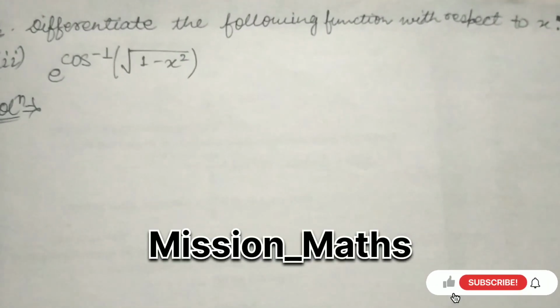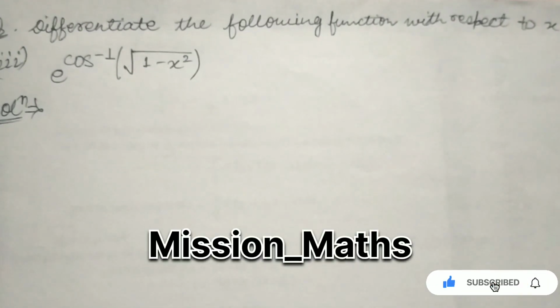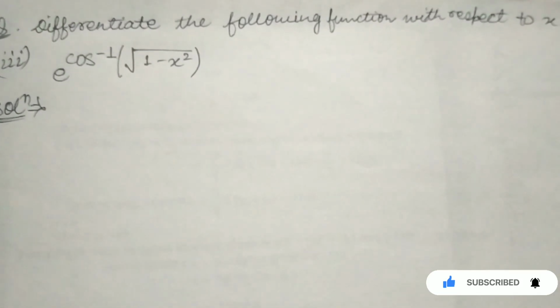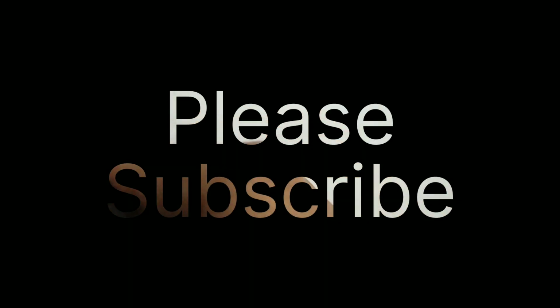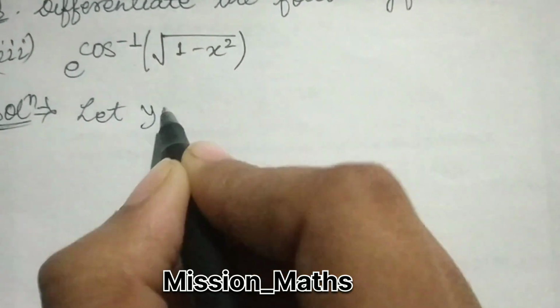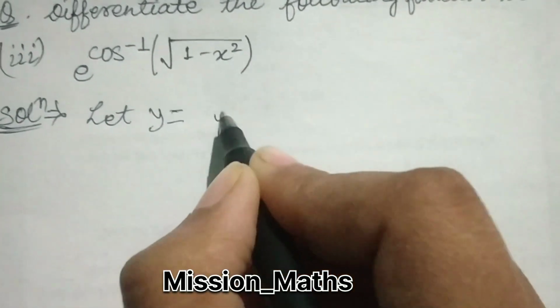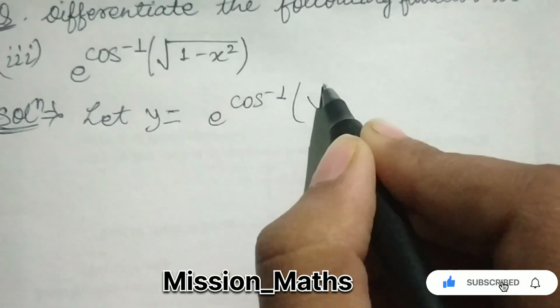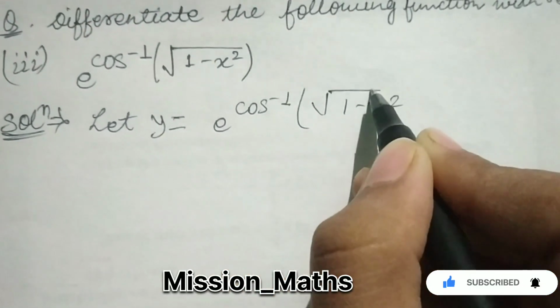We have a question. Differentiate the following function with respect to x: e raised to cos inverse root under 1 minus x square. Let y equal e raised to cos inverse root under 1 minus x square.